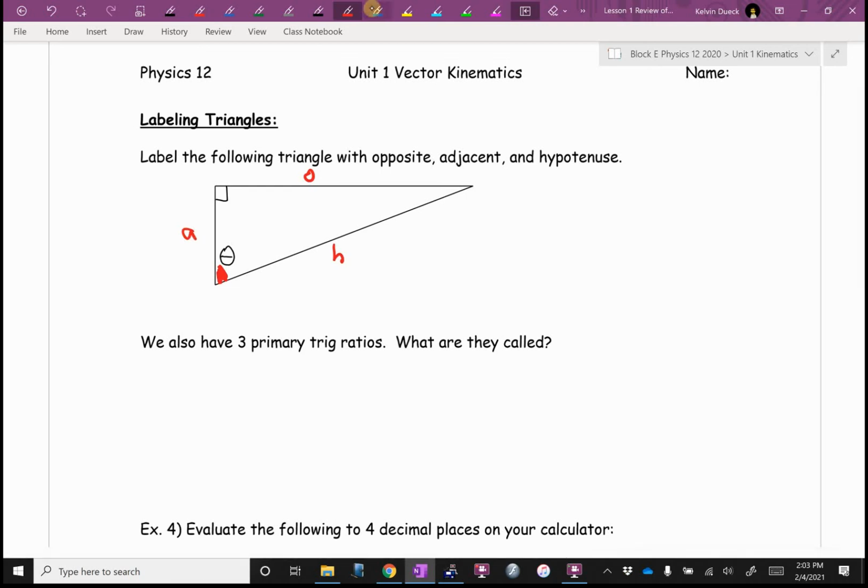Oh, and please be aware, if I change to this angle up here, this would be opposite and that would be adjacent, but the hypotenuse would not move. So you need to be able to label sides opposite, adjacent, and hypotenuse.